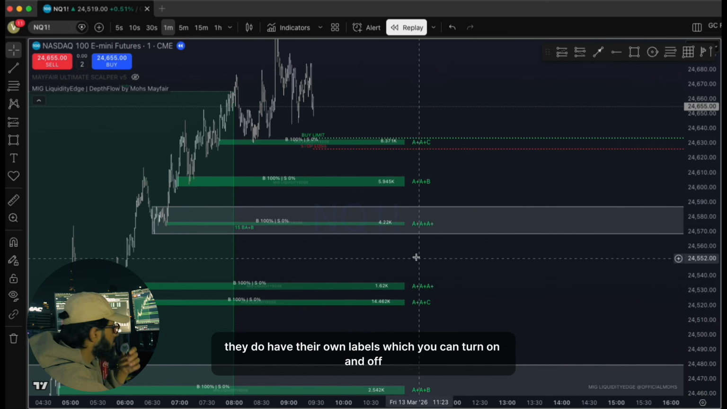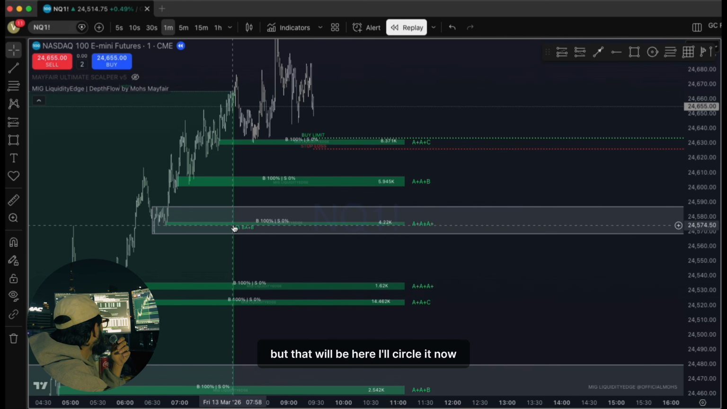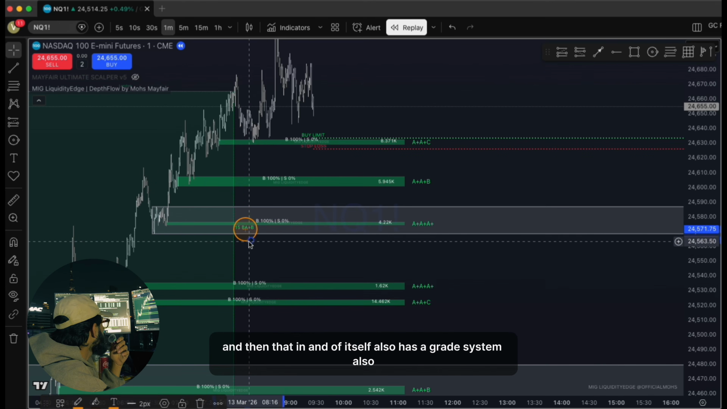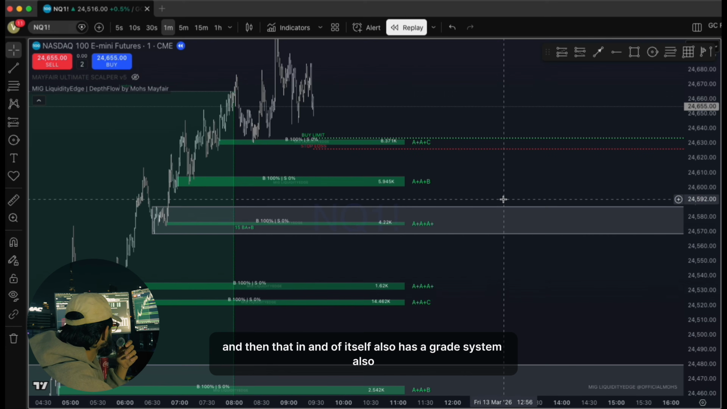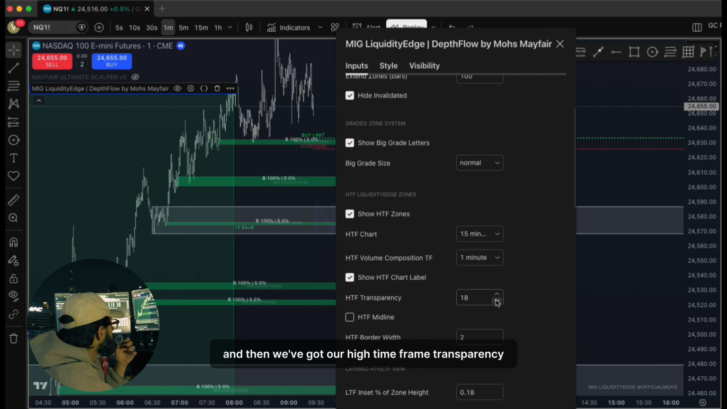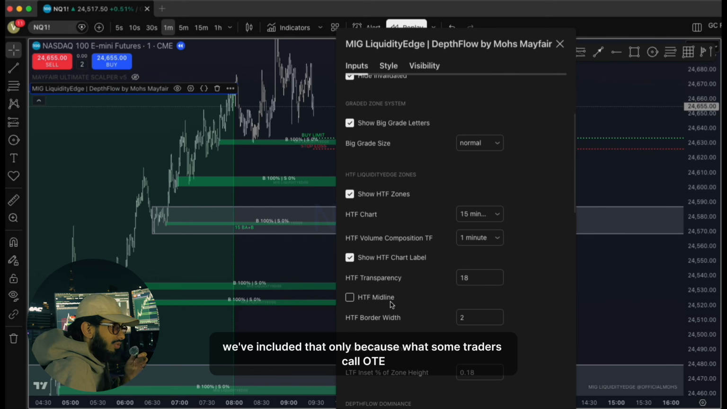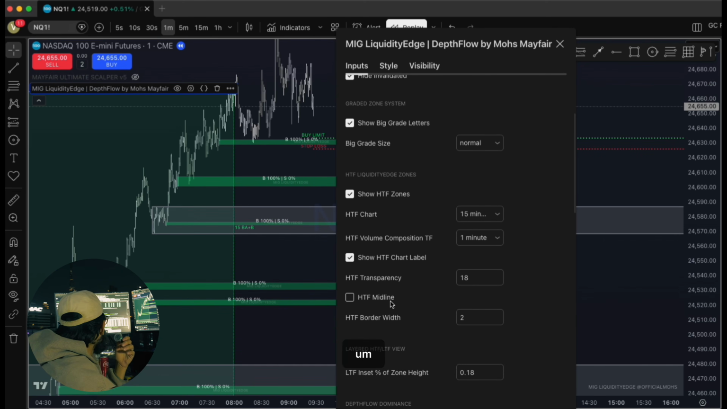They do have their own labels, which you can turn on and off, show high time frame chart label, but that will be here. I'll circle it now. That'll be 15 for 15 minutes, and then that in and of itself also has a grade system. And then we've got our high time frame transparency, that's preference. High time frame midline, we've included that only because of what some traders call OTE.